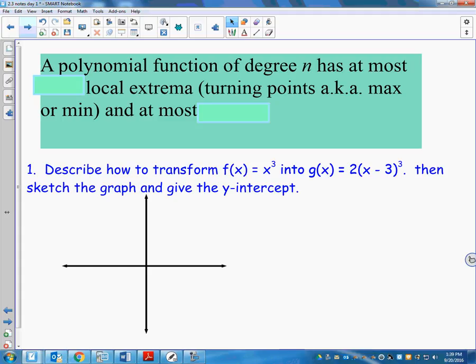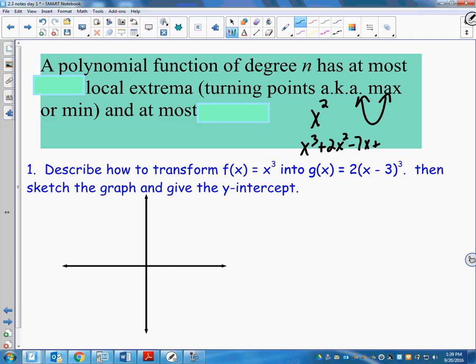So, let's see if we can come up with this. When I graph x squared, it looks like this, right? When I graph just x cubed, it just looks like the S shape, right? But if I had a bunch of other stuff with x cubed, like x cubed plus 2x squared minus 7x plus 2, it could look like this.